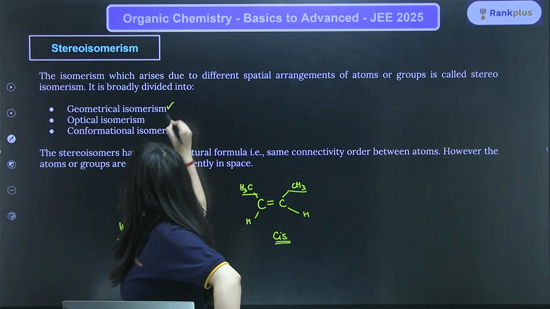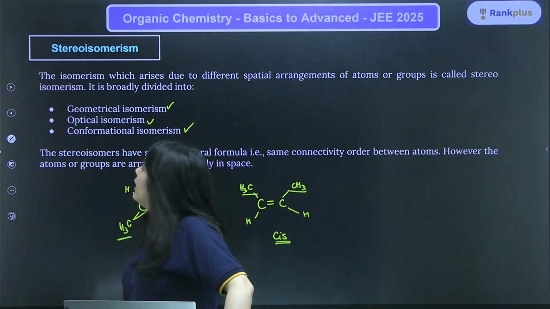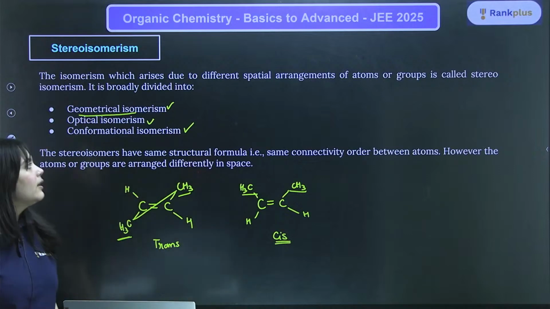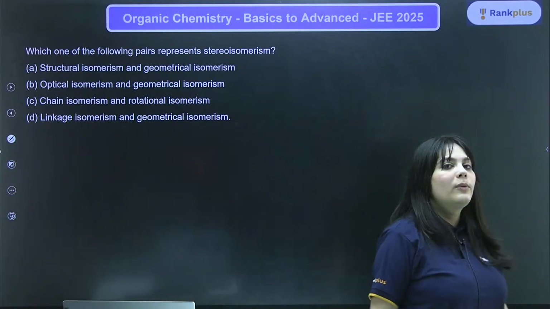One is geometrical, one is optical, one is conformational. We're going to go through them one by one. First of all, we're going to talk about geometrical isomerism. Understood? Now let us understand. Before that, there is a PYQ once again from your JEE class.